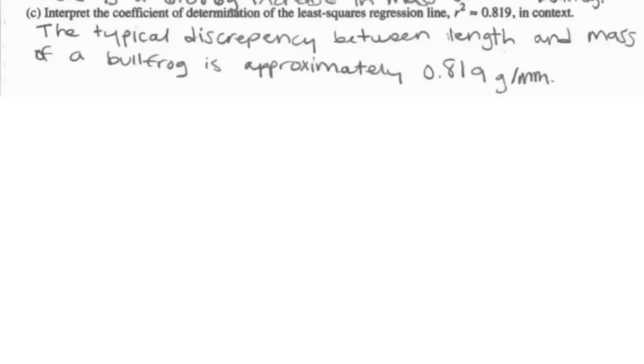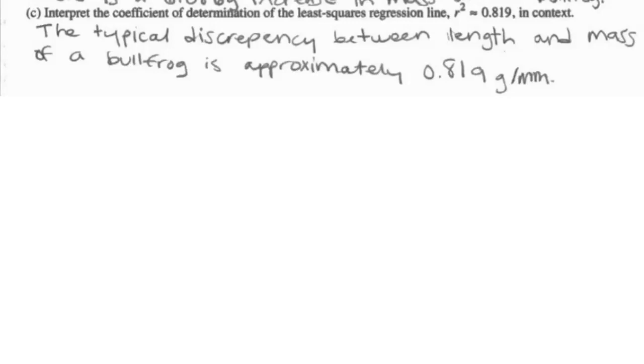All right, student number 3: the typical discrepancy between length and mass of a bullfrog is approximately 0.819 grams per millimeter. That's an I. That's an I. The typical discrepancy between length and mass of a bullfrog, that's like standard error, right?